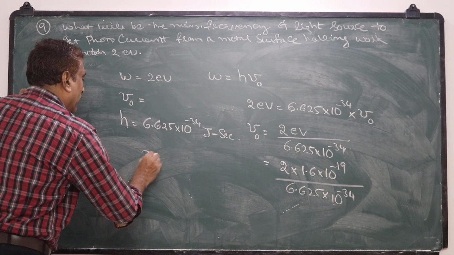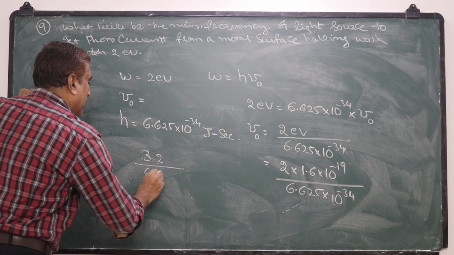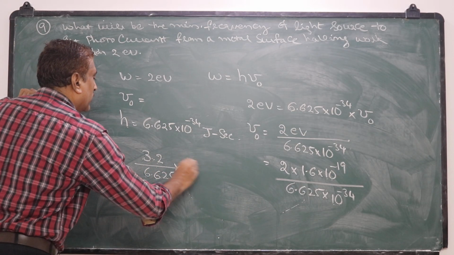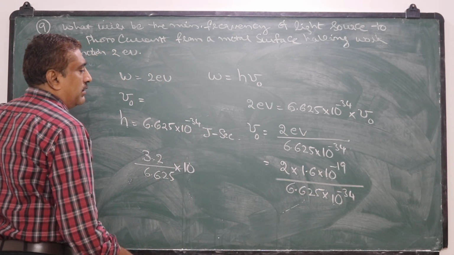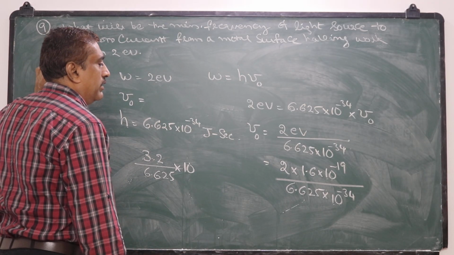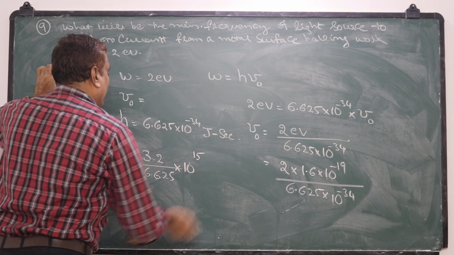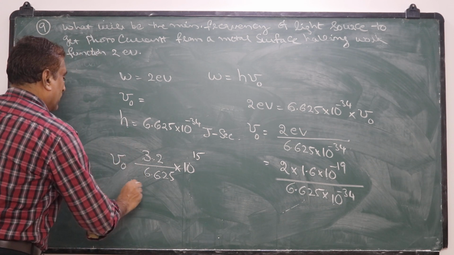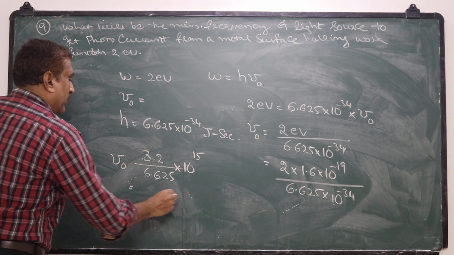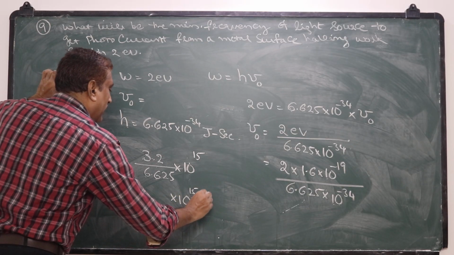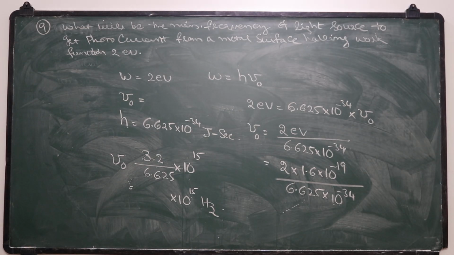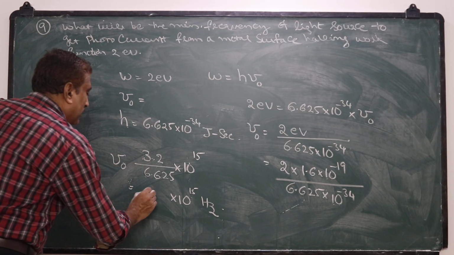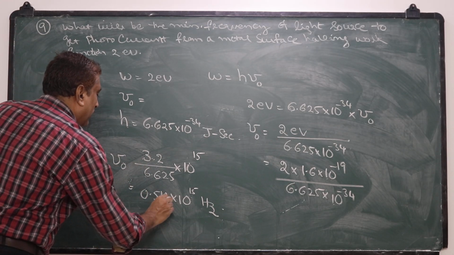That is 3.2 divided by 6.625 into 10 to the power, this is 34 minus 19 is 15, so plus 15. So nu naught is approximately 1 by 2, so 0.5 into 10 to the power 15 hertz.